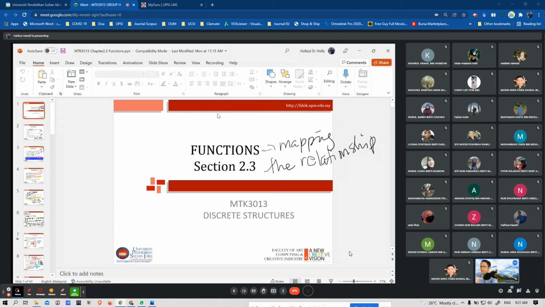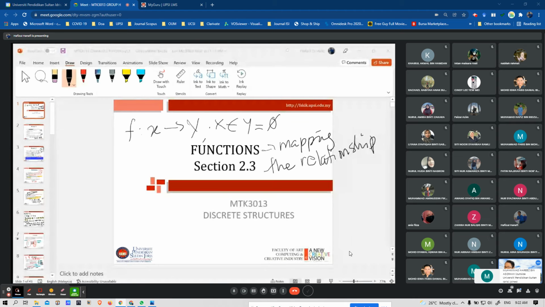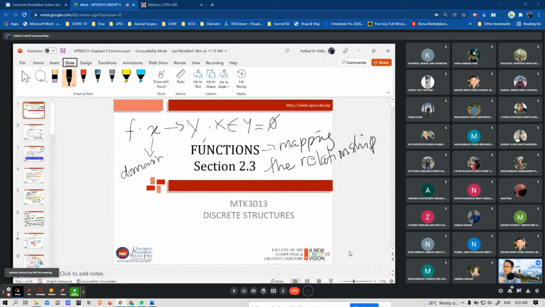We have the function f, and then we have X and Y, whereby X and Y are not empty sets. Later we will see domain and codomain. X we call the domain, and Y we call the codomain. Basically it is a relationship, or we can call it a mapping, between the domain and the codomain.